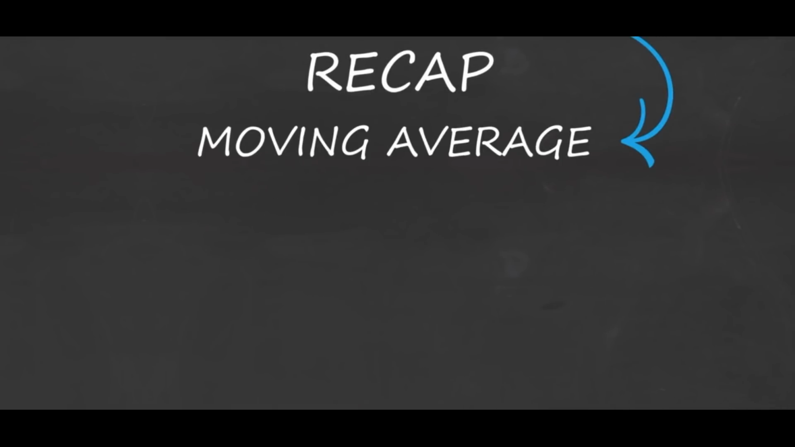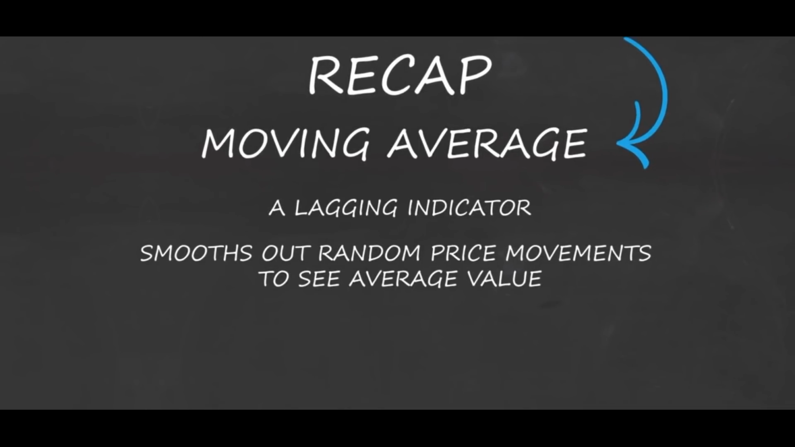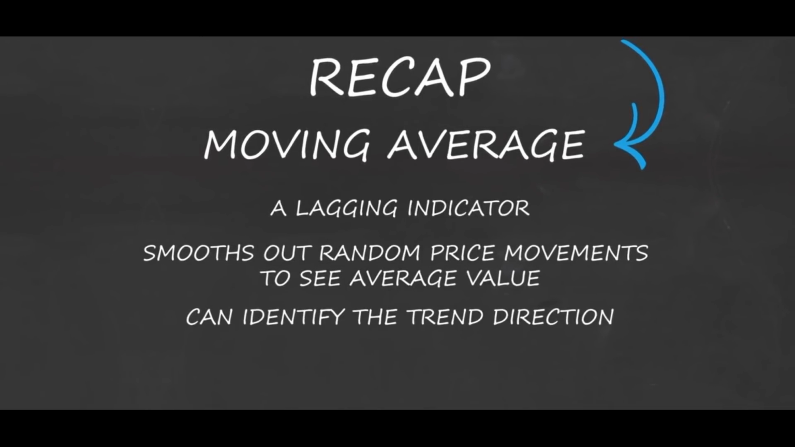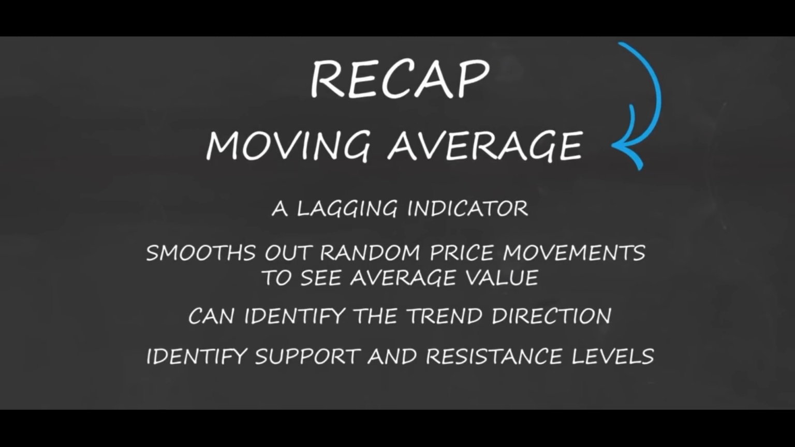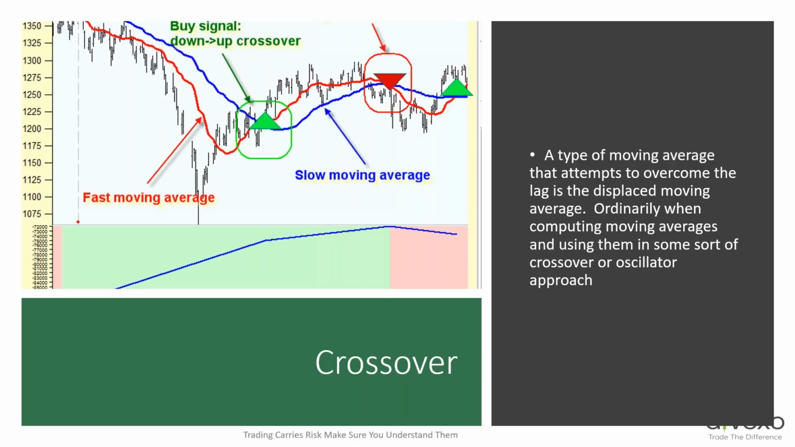To recap, a moving average is a lagging indicator that can help filter out the noise from random price movements to see the average value. It can help identify the trend direction, determine support and resistance levels, and can help confirm a trend reversal. So there are many ways, as you can see, to use moving averages. But it doesn't change the problem with it being a lagging indicator.